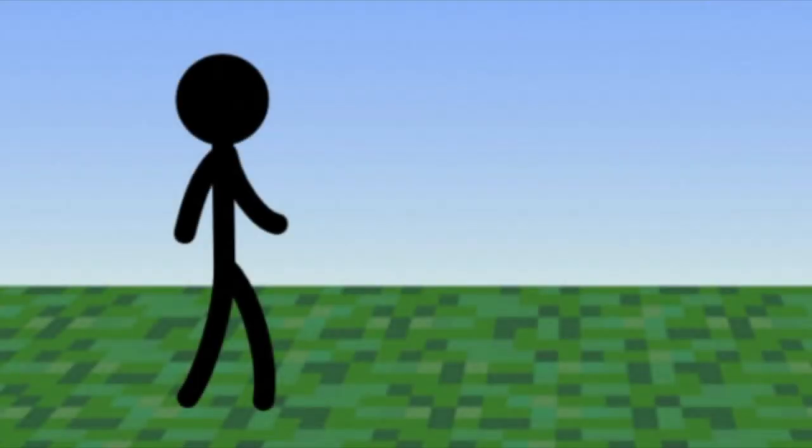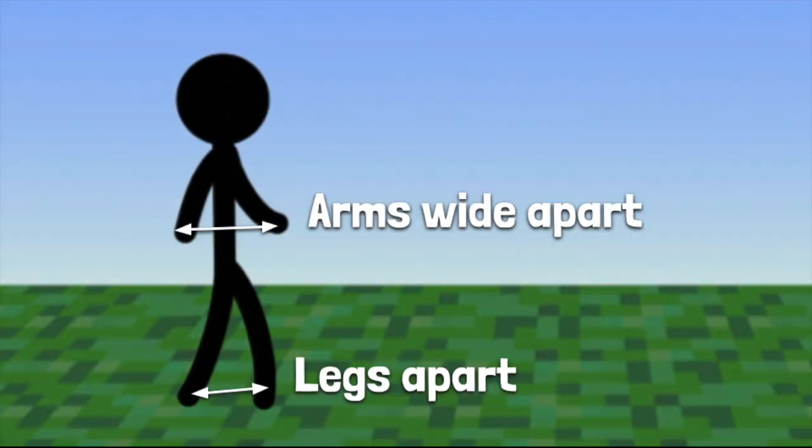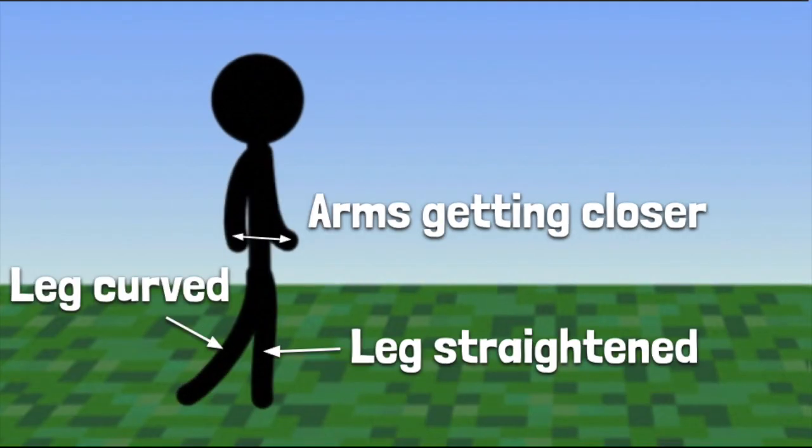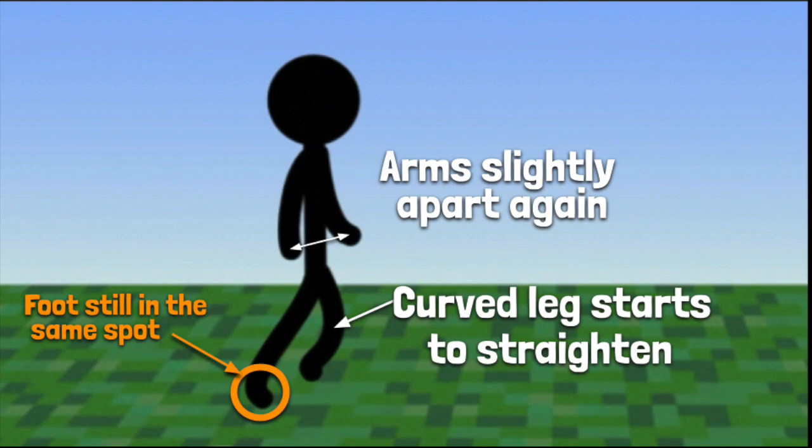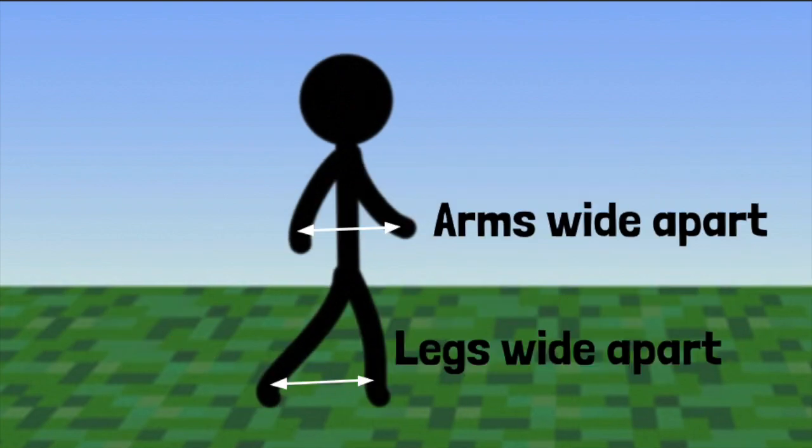So let's take a look at each frame in the walking cycle. So we've got this first one, second one, third one, fourth one, and the fifth one is essentially the same as the first one, and then we repeat.